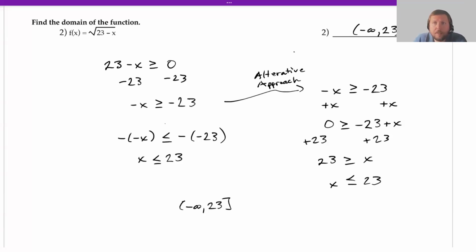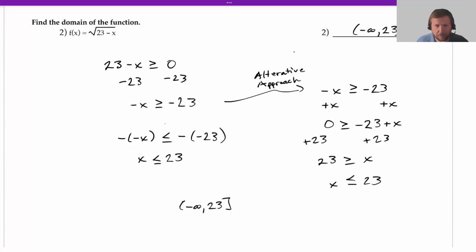So let's try, from negative infinity up to 23, zero's in there. I toss that in, I get the square root of 23 minus 0, which simplifies to the square root of 23, which works. Now, if I tried something like 24, 23 minus 24 is negative 1, then I'd have the square root of negative 1, which isn't real, and we're looking for a real output. So anything that generates a non-real output, we're going to want to throw out, which is why this works.